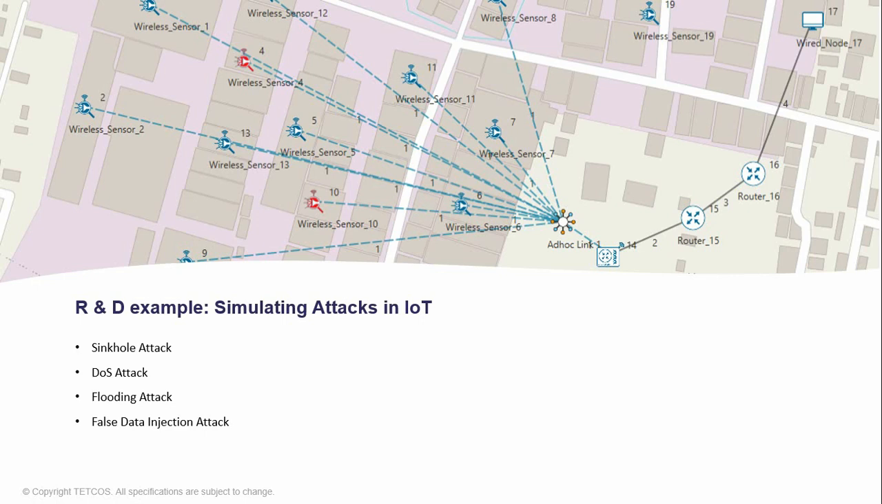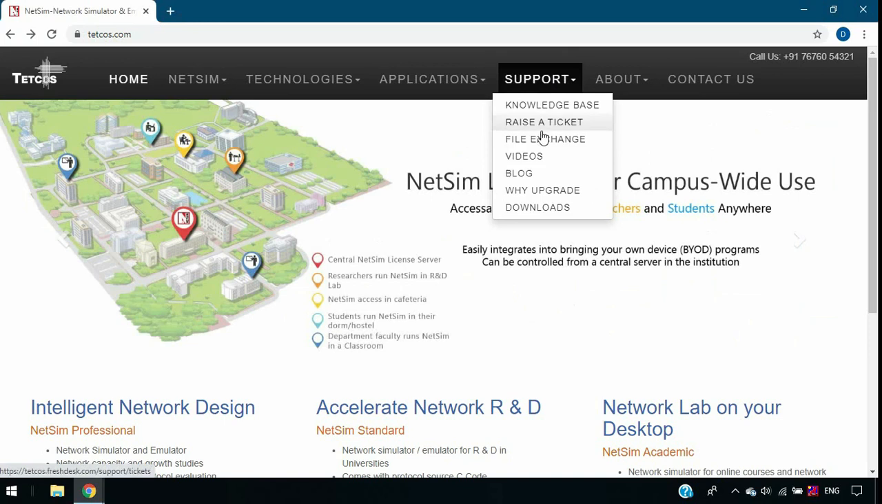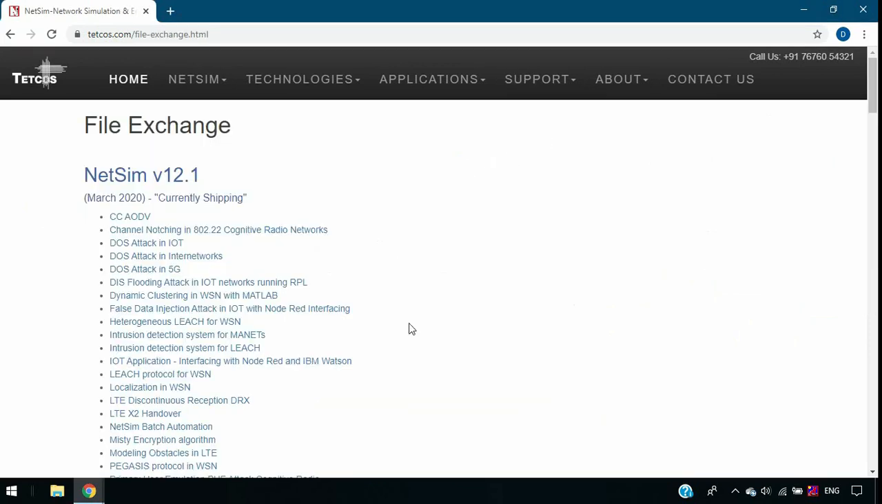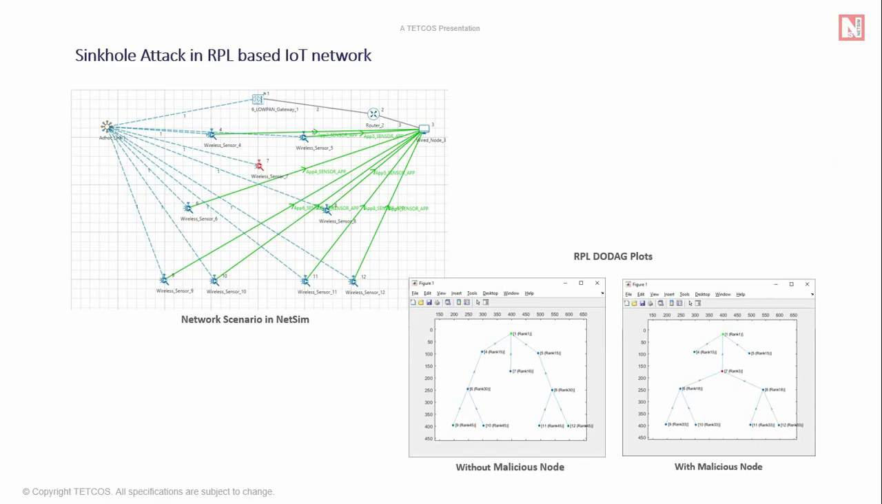Next, NetSim also allows users to perform research on network security in IoT and WSN. Various network attacks such as sinkhole attack, wormhole attack, DOS attack, flooding attack, selective forwarding, false data injection, etc. can be modeled. As explained earlier, all these R&D examples can be found in the file exchange in our website. We will now look at a sinkhole attack in IoT, whereby malicious nodes attract network traffic by advertising false routing information.